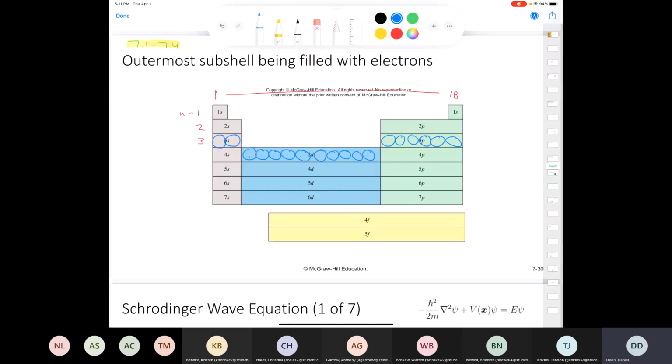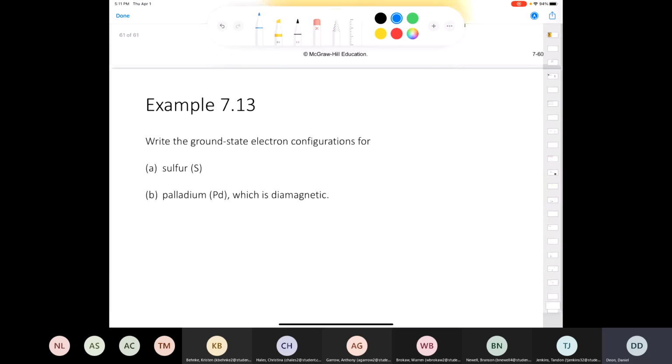3. And how many types of L's are there when you have a principal quantum number of 3? When n is equal to 3, the values of L can be 0, 1, and 2: an s, a p, and a d orbital. Well, looky, a 3s, a 3p, and a 3d. So it all comes together in the end.